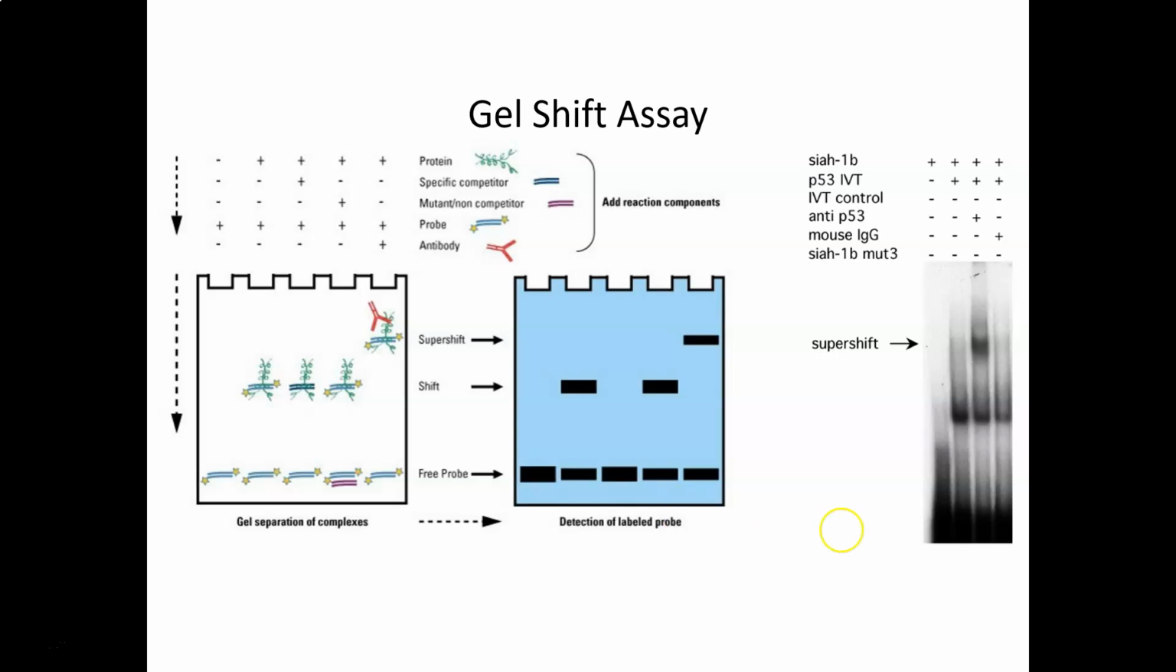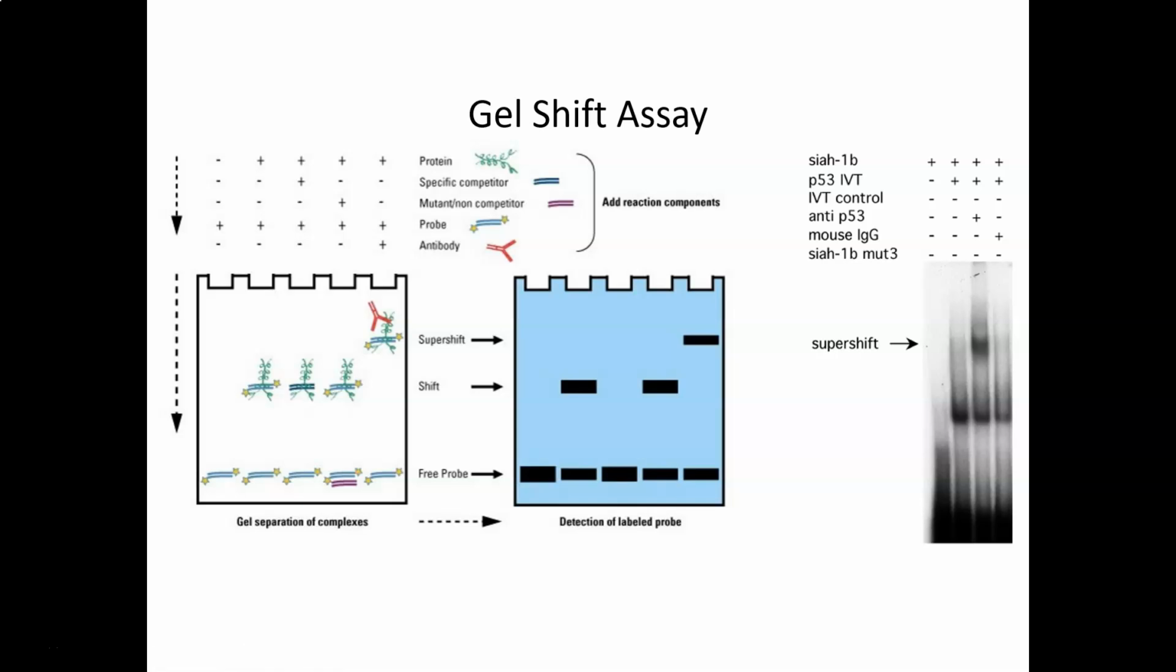So we have a very similar thing. The probe here is binding at the bottom, very, very dark. Most of the sample is probe. When we add our protein of interest, we get the shift. When we add the antibody to our protein of interest, we get the super shift. Some additional controls were done here that we don't need to go into, but the same general idea. So that's a gel shift assay.